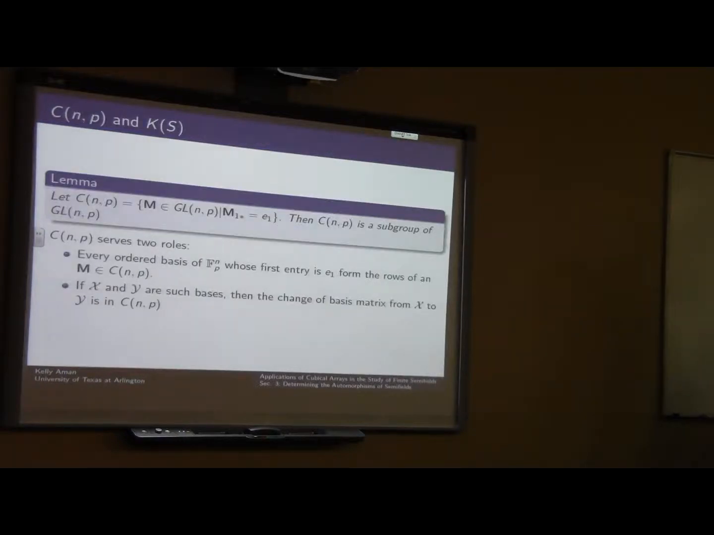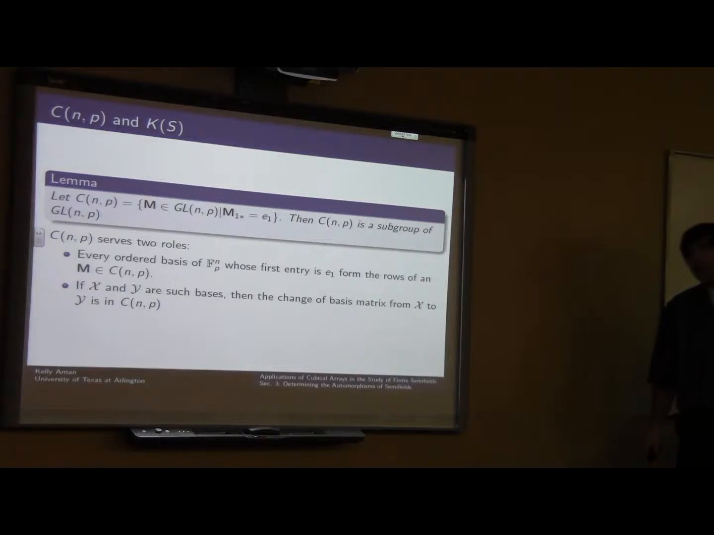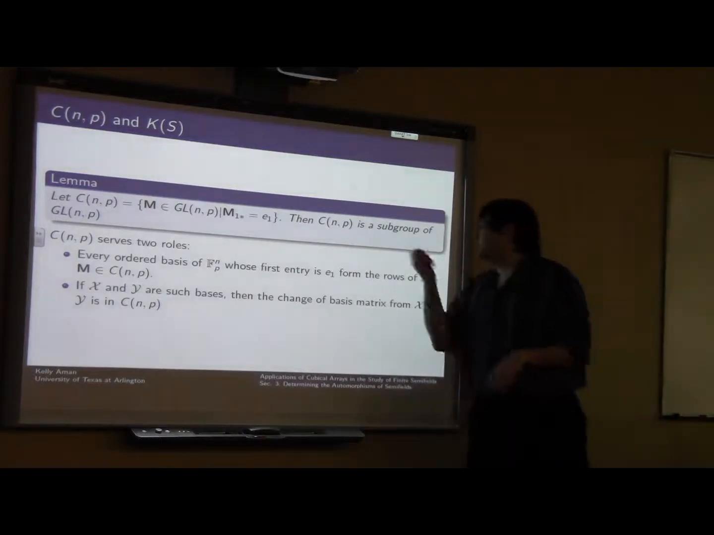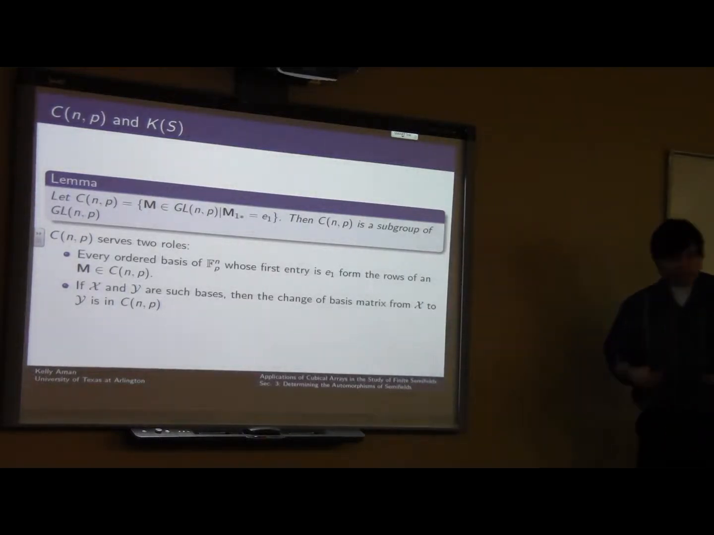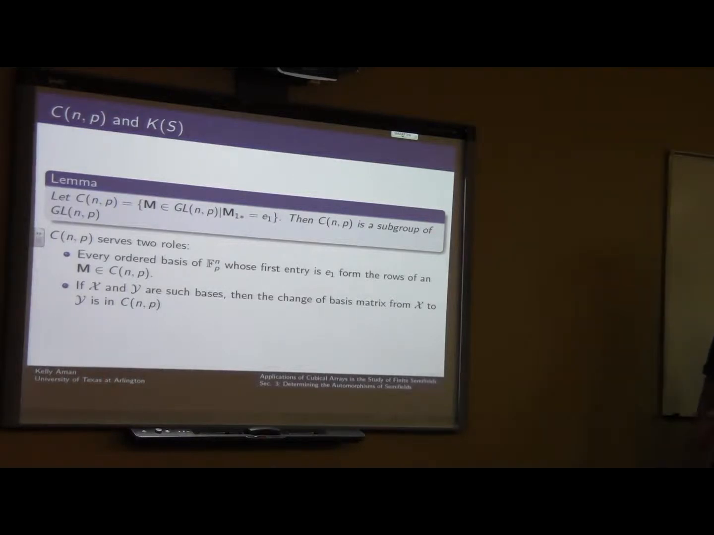And so by doing that, we then look at this subgroup of GL_n(p), which I call C_n(p), which is going to be the set of all matrices in GL_n(p) whose first row is e1. So actually GL_n(p) is invertible n by n matrices with entries in F_p?